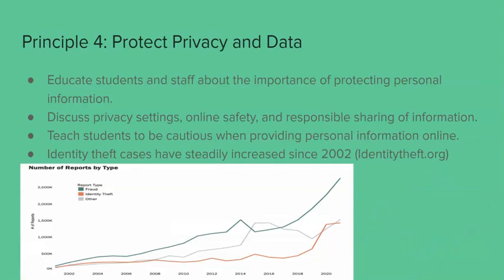Principle 4, protect privacy and data. We need to educate students and staff about the importance of protecting personal information. We can discuss privacy settings, online safety, and responsible sharing of information. We must teach students to be cautious when providing personal information online. As you can see here in the chart below, identity theft cases have steadily increased since 2002.